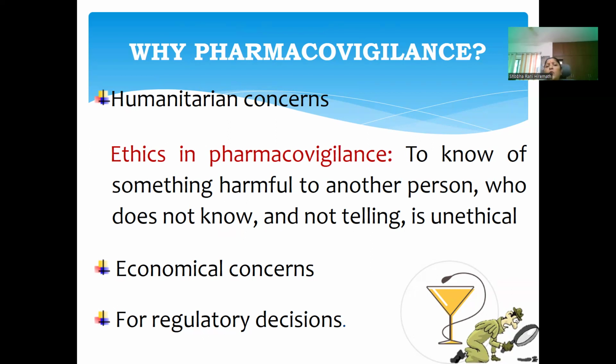And the ethics in pharmacovigilance is, if you know that something is harmful to another person, we have to tell. Not telling is unethical. So if you find that a certain reaction has been caused by a certain drug, it has to be reported. Then only we can prevent others from experiencing a similar adverse drug reaction.